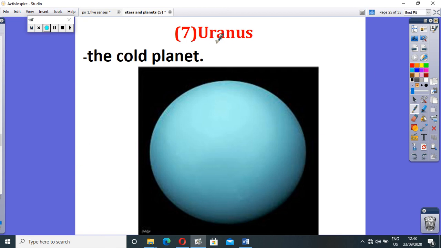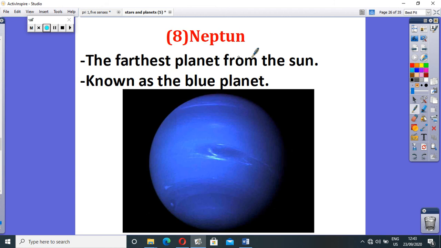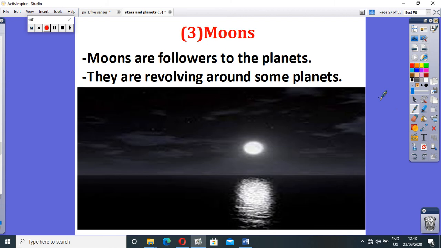What about Uranus? Uranus is the cold planet. Excellent. Neptune, the last planet. Neptune is the farthest planet from the sun and is known as the blue planet. Neptune is known as the blue planet, and it is the farthest planet from the sun.